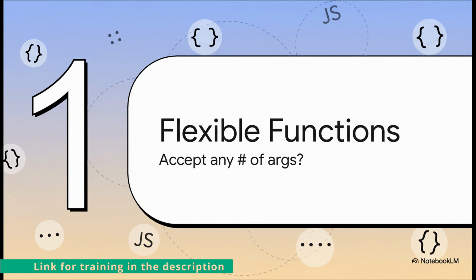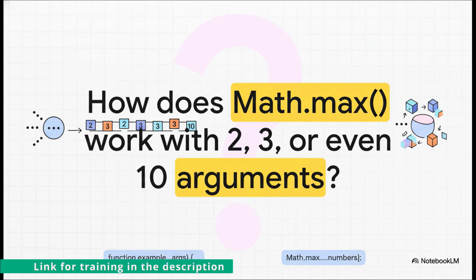Alright, let's kick things off by framing the problem. It's a question every single developer runs into. How do you build a function that can handle, well, any number of inputs you throw at it? I mean, think about it. You use built-in JavaScript functions like Math.max all the time, right? You can give it 2 numbers, 5 numbers, a dozen numbers, and it just works. It never complains. How does it do that? That's the mystery we're unraveling today.